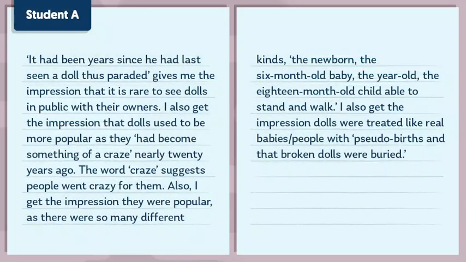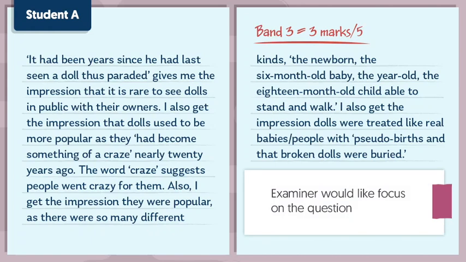Now let's take a look at student A's response to this question. Press pause now to give yourself time to read it through carefully, and press play again when you're ready. This student would receive a band 3, or 3 marks out of 5, which is the national average for this question. Great! What an examiner would really like about this response is its focus on the question.